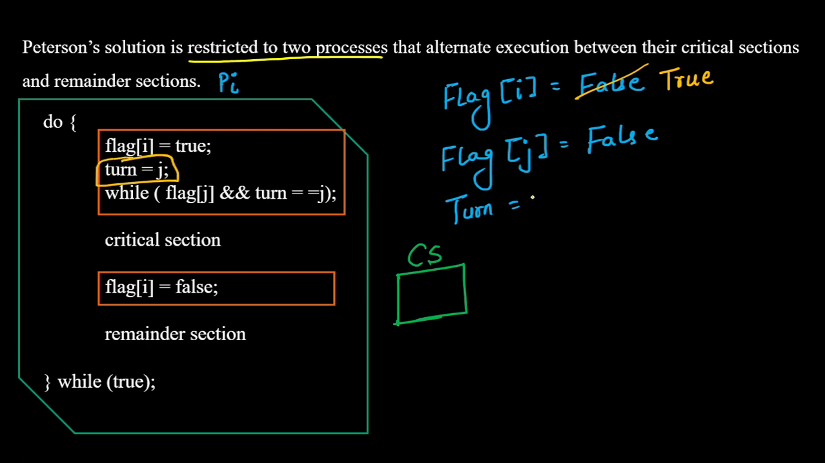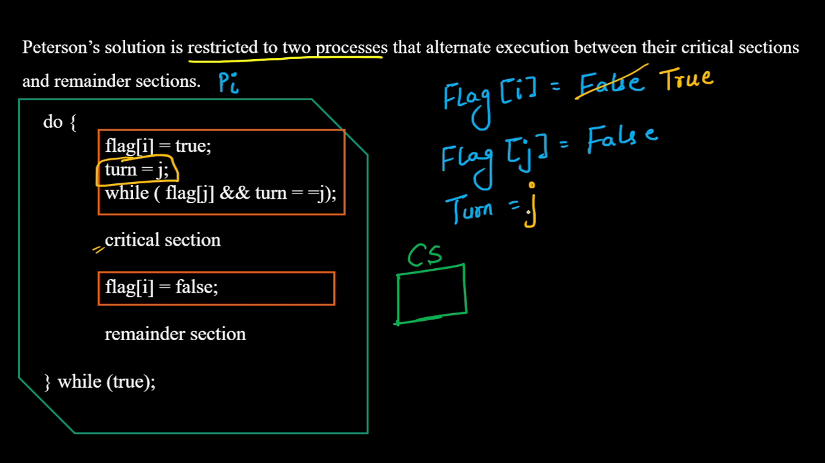Now what is process Pi doing? Turn equal to j. So it is the humble solution, right? Now what did process Pi do? Process Pi gave the turn to j. Getting the point: Pi was ready to enter into the critical section. What did Pi do? It set its flag to true. But as soon as it was about to enter the critical section, what did it do? It gave the turn to j.